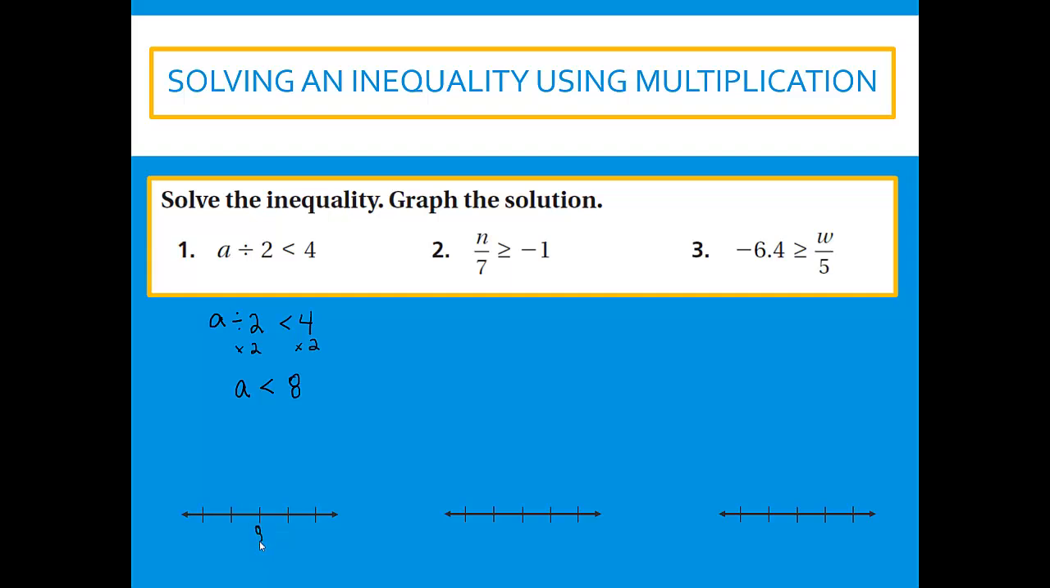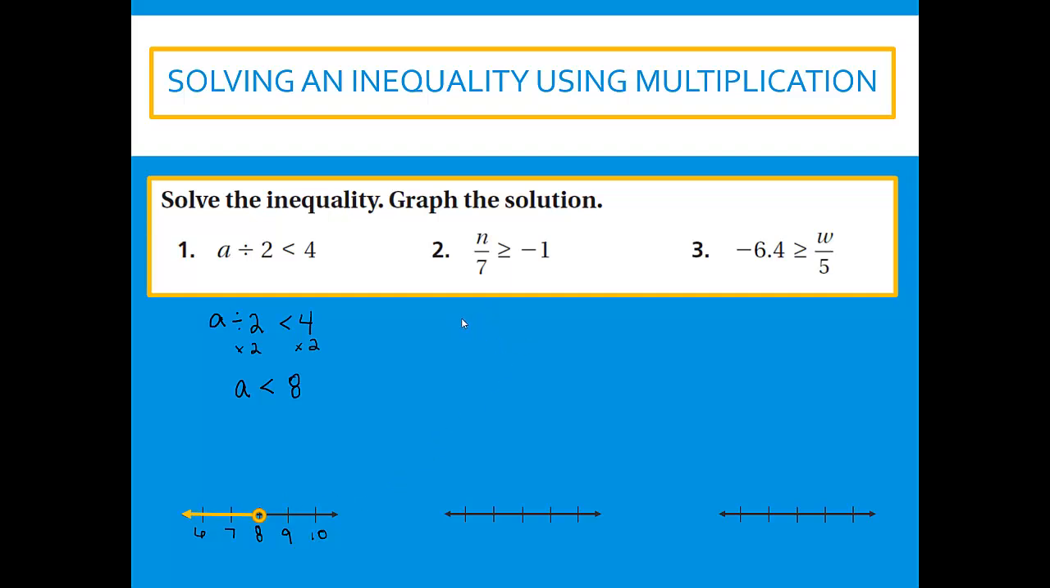So we'll go ahead and put 8 on our number line, and then to the right we have 9 and 10, and to the left of 8 we have 7 and 6. Our symbol is less than, so we have an open circle at 8, and the numbers that are less than 8 would be the numbers to the left, so we will shade to the left.